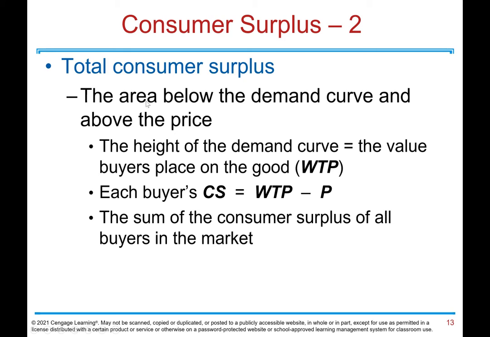Total consumer surplus is the area below the demand curve and above the price. The height of the demand curve is equal to the value buyers place on the good, that is willingness to pay. Each buyer's consumer surplus equals willingness to pay minus the price. Total consumer surplus is the sum of the consumer surplus of all buyers in the market.